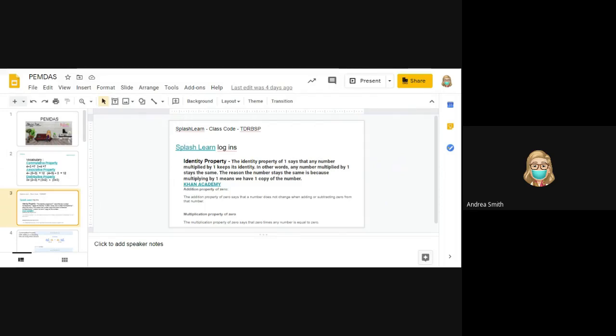Okay? And the other one is when you're dealing with 0. The addition property for 0 says that a number does not change when you're adding 0 to it. And when you're multiplying, the property of 0 says that 0 times any number is equal to 0. Very simple. Okay, so those are the only 2 that I am going to go ahead and add to this. And I'm going to have you guys go practice.